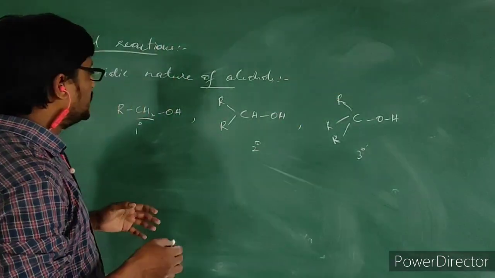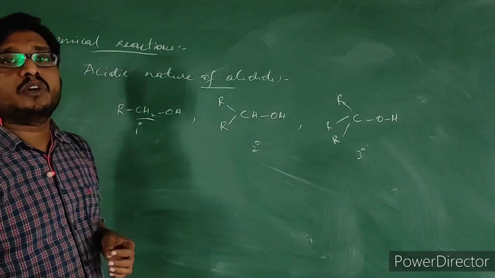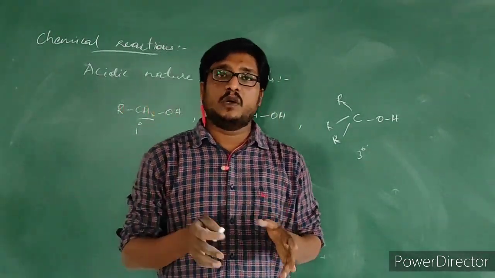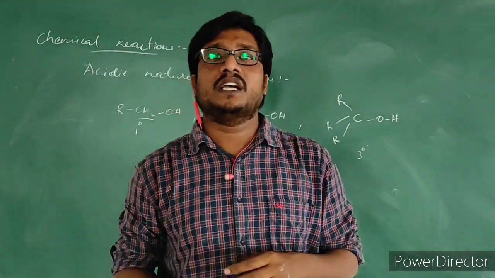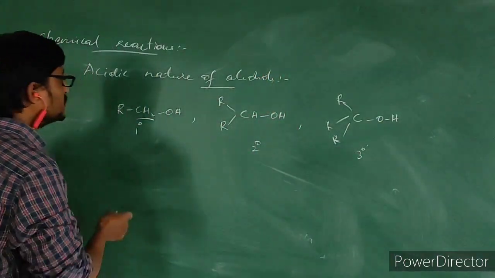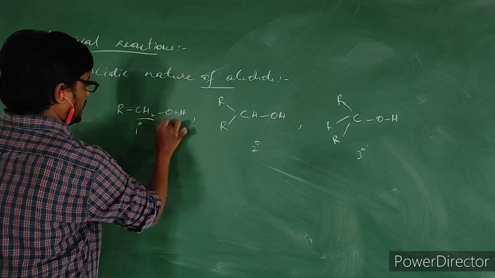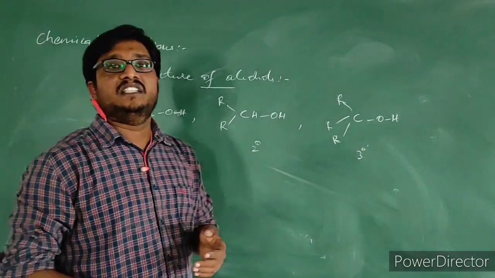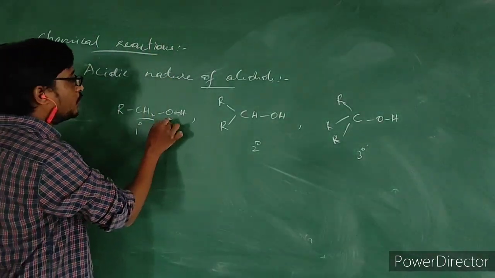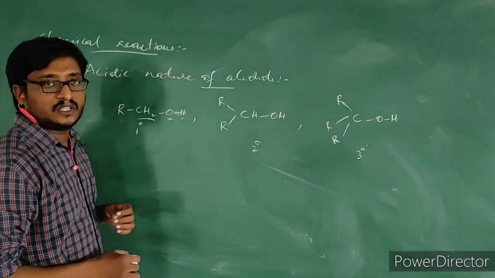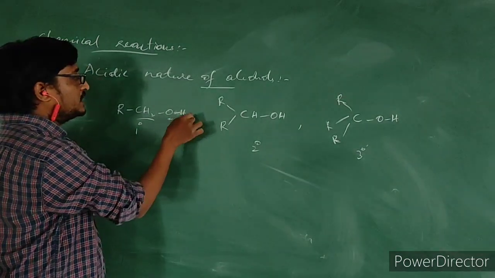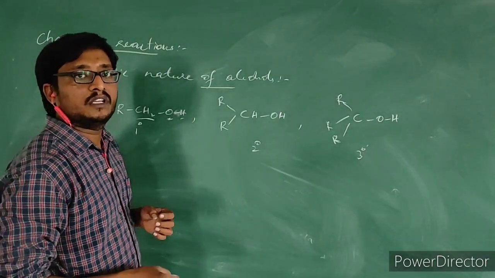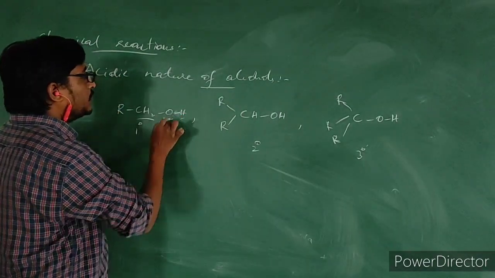So among these three types of alcohols, which will be more acidic in nature? Okay. So see, acidic nature of alcohols or phenols is due to the polarity of the OH bond. Since the OH bond is polar in nature, they are acidic in nature. Oxygen is more electronegative than hydrogen. That is why it will give out this H plus ion easily. It can kick out this hydrogen as H plus ion. So the OH bond is polar in nature.